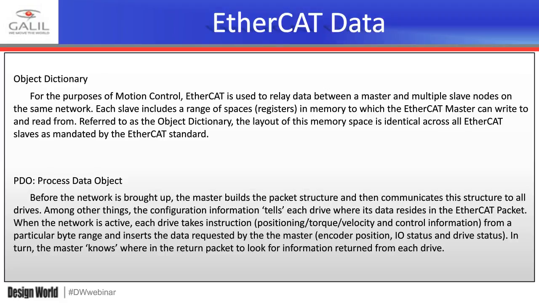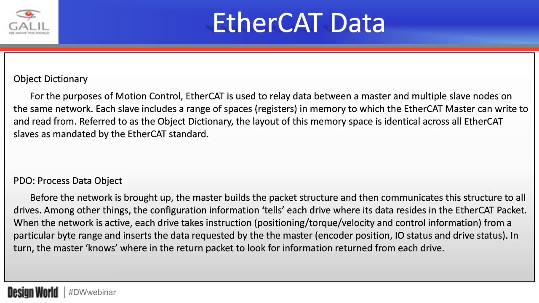And this area of memory in these EtherCAT slaves is referred to as the object dictionary. And as mentioned, is identical across all EtherCAT slaves. That's what makes EtherCAT EtherCAT. And these registers include digital I/O status, analog I/O status, position, velocity, torque information, drive status, whole slew of information in there.